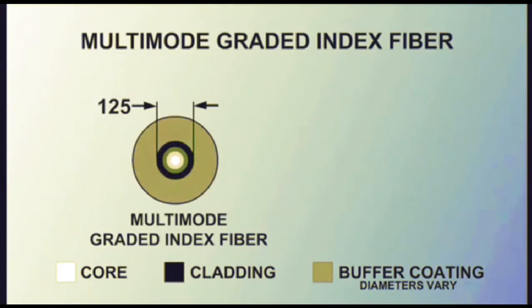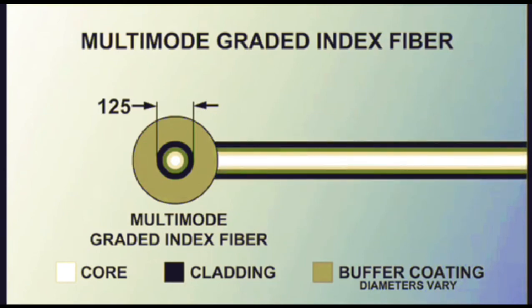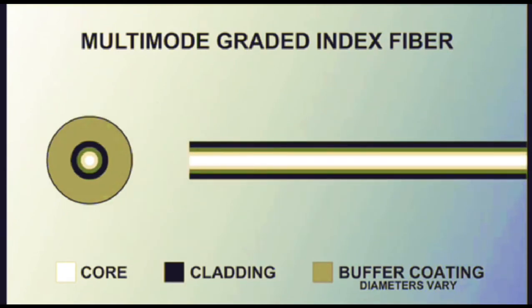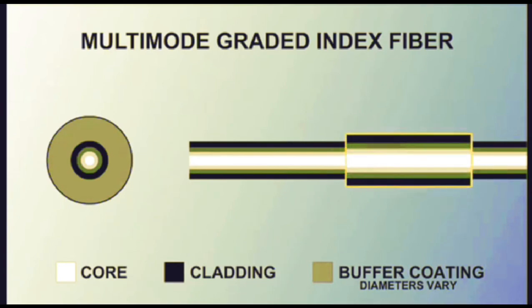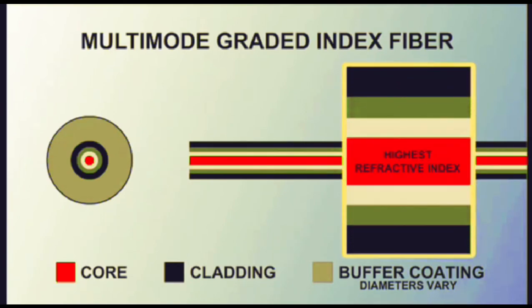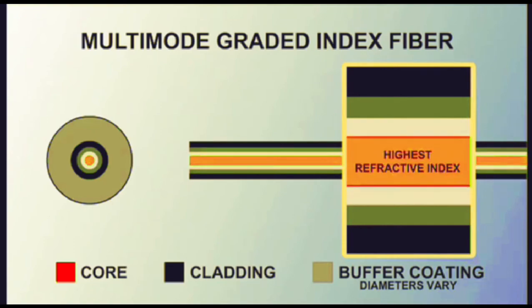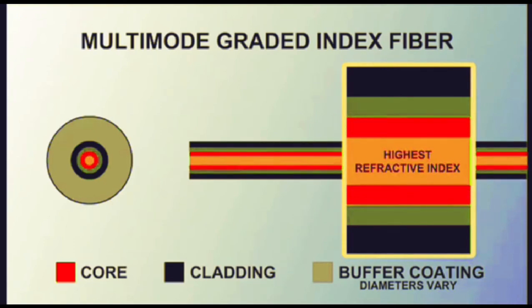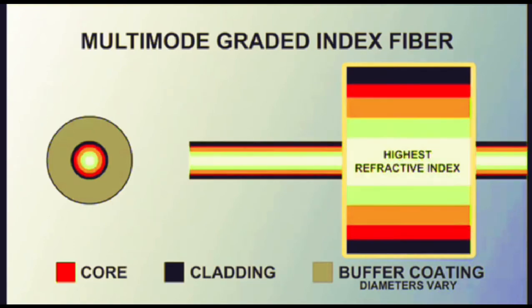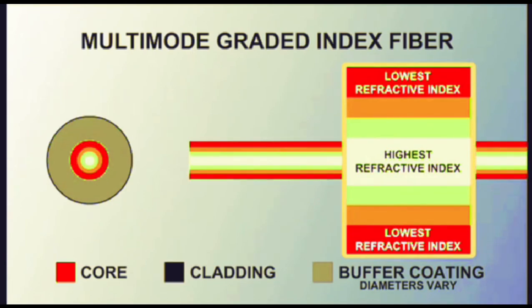Multimode graded index fibers were developed to address the problem of modal dispersion. Graded index fibers have their highest refractive index at the center of the core. The refractive index of the core declines gradually so that the value at the outer edge of the core equals the refractive index of the cladding.